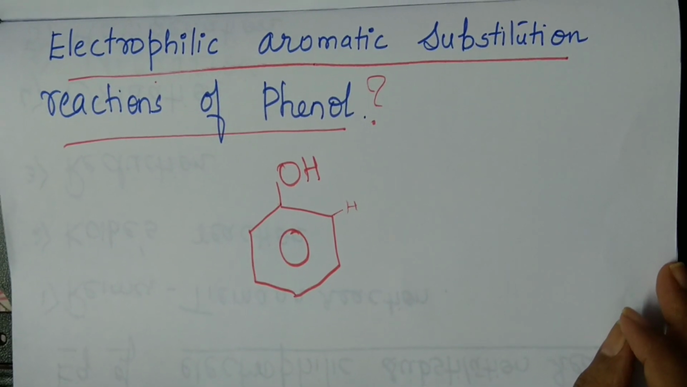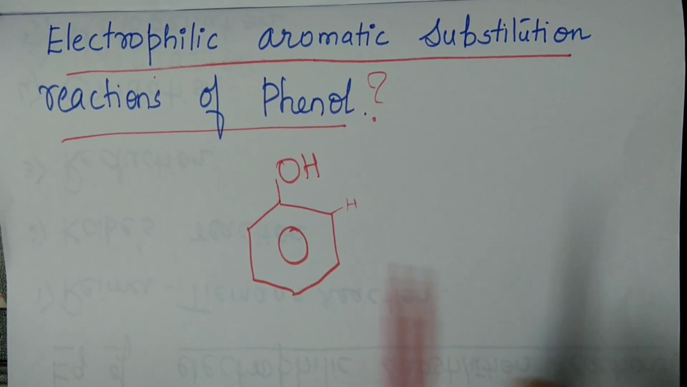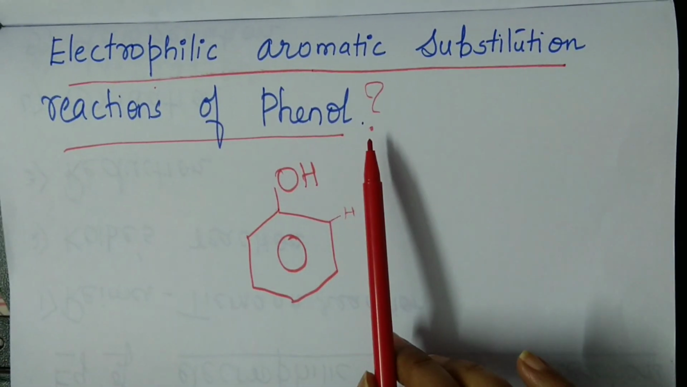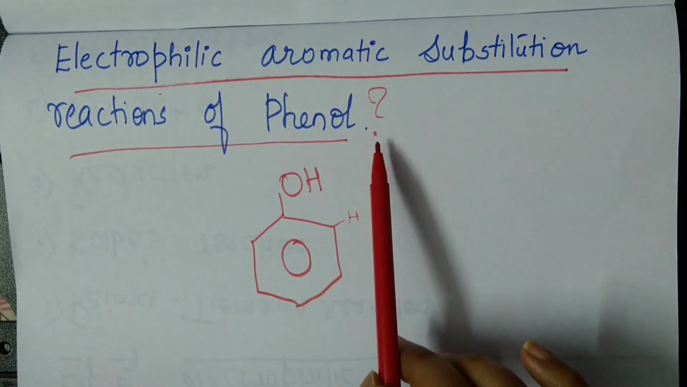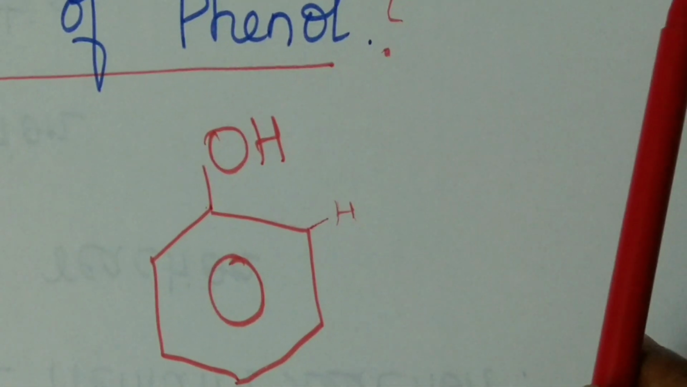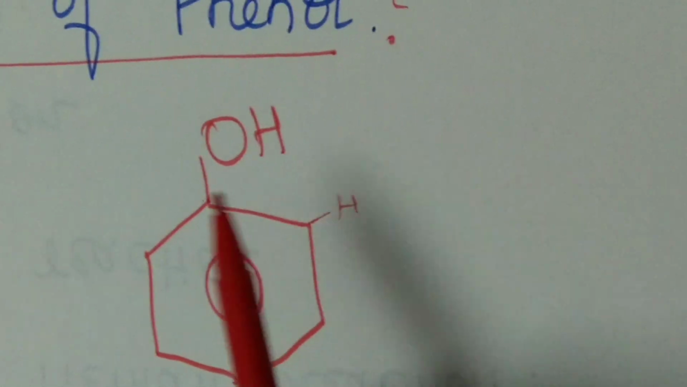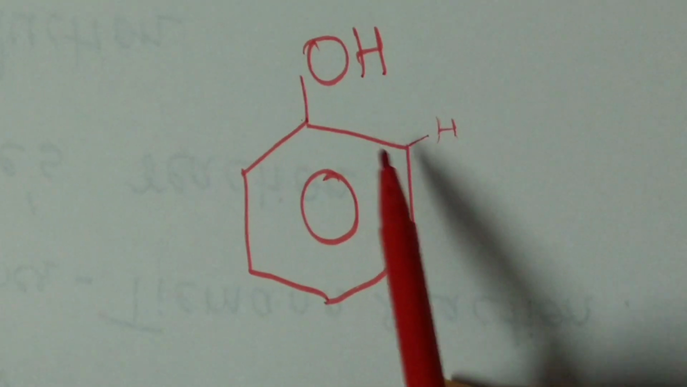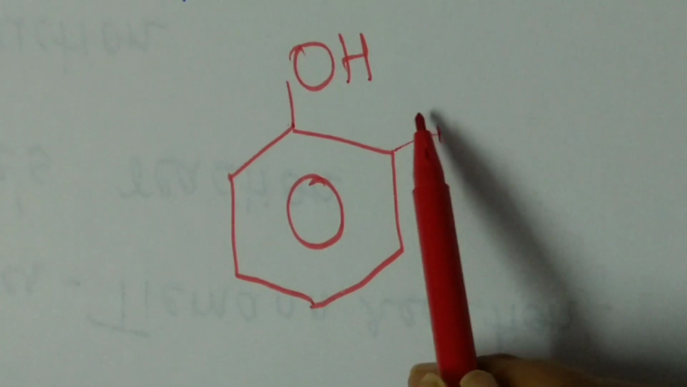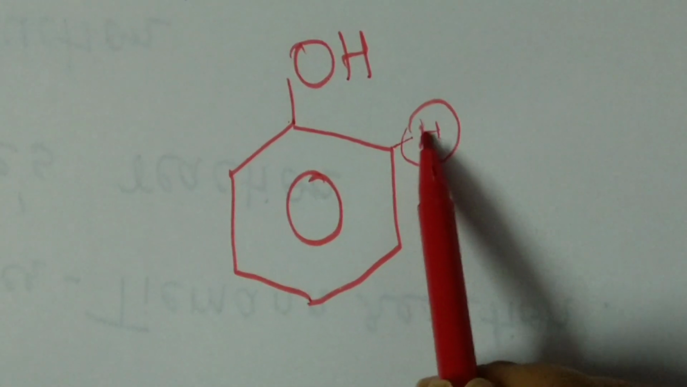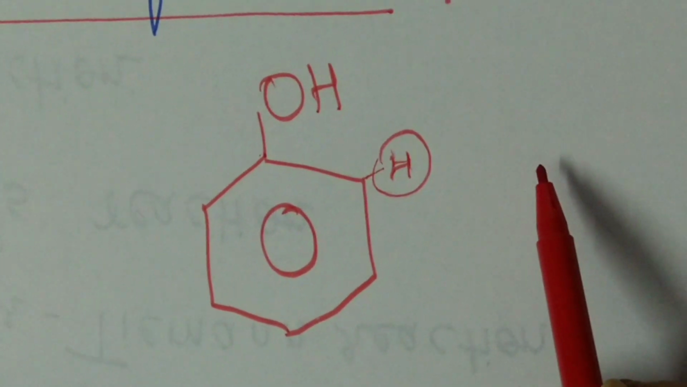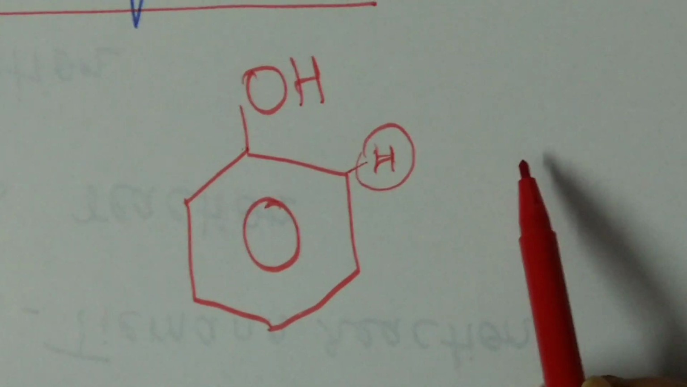Hello everyone. In today's class, let us learn about electrophilic aromatic substitution reactions of phenol. Now, why aromatic? Because phenol is aromatic. Why electrophilic and substitution we need to understand. Substitution, because there are hydrogen atoms here. Replacement of these hydrogen atoms by other groups of atoms or a single atom is nothing but substitution.